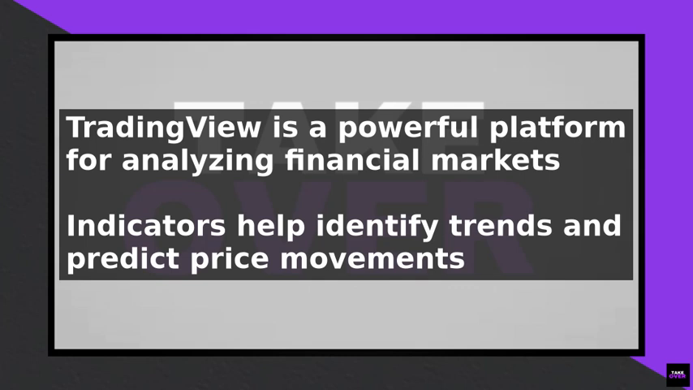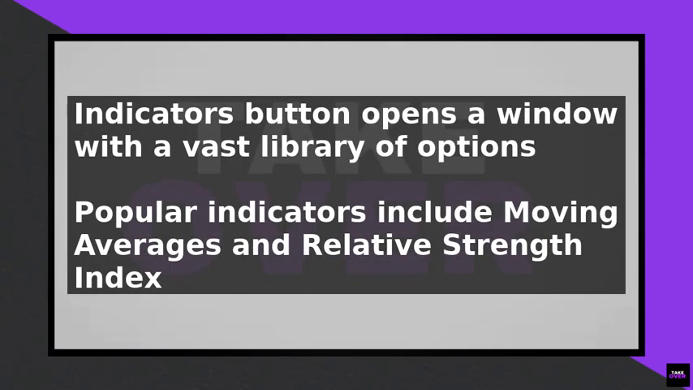To add an indicator in TradingView, start by opening the platform and navigating to the chart of the financial instrument you want to analyze. Click on the Indicators button at the top of the screen. This will open the indicator window.